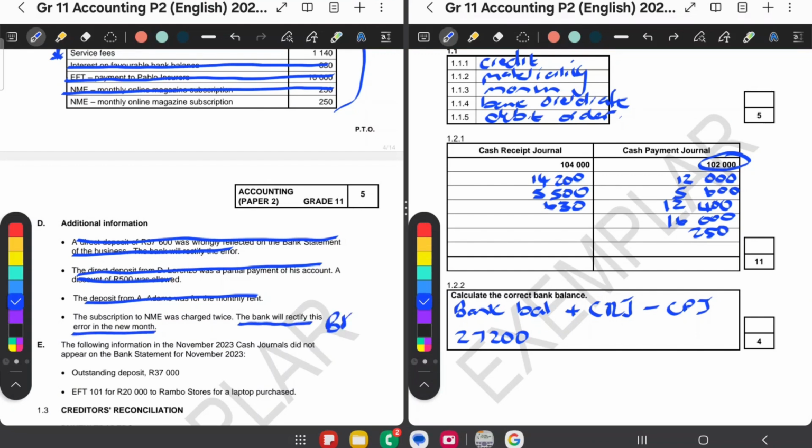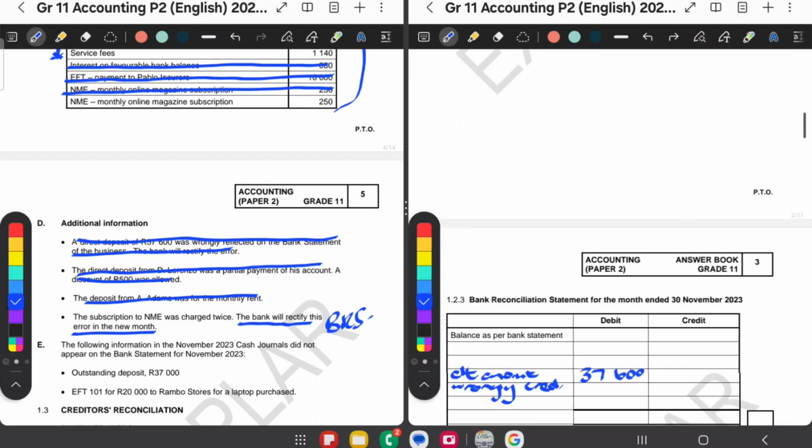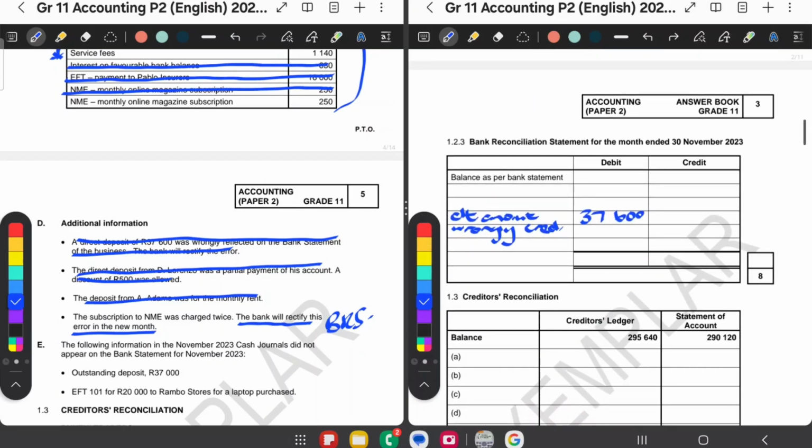Okay, so BRS. Bank made the mistake. So the bank, let's go to BRS. A monthly subscription is something you pay. So normally, anything we pay will be here on the debit side in the BRS. So to cancel it, we're going to put it on the credit side. So now on my credit side, I'm going to write 250.